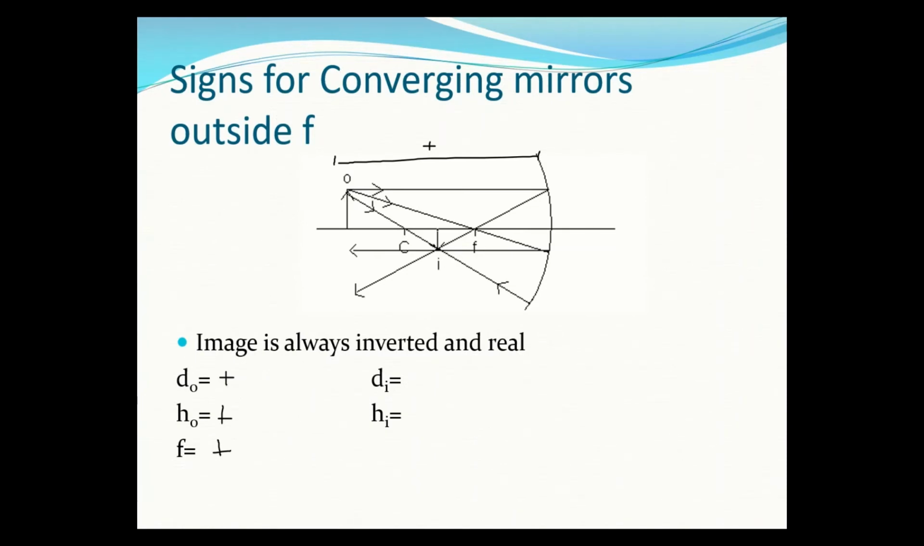So our image is right here, that's our image. So it's still a positive in terms of distance, but since it's upside down, its height is negative, right? This would be a positive height, and this would be a negative height. So our height of our image, if it's inverted, would be negative, but everything else would be positive.